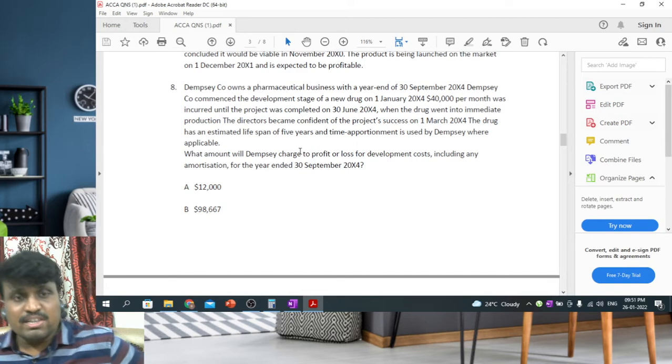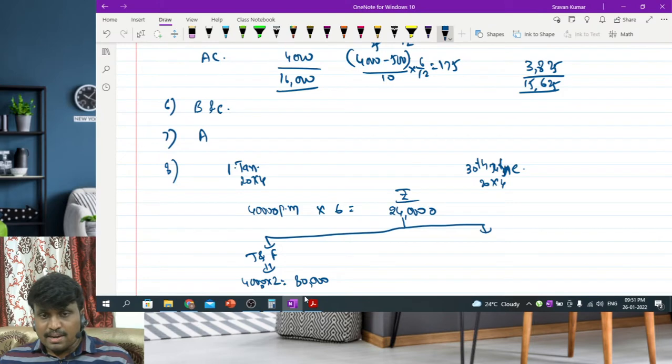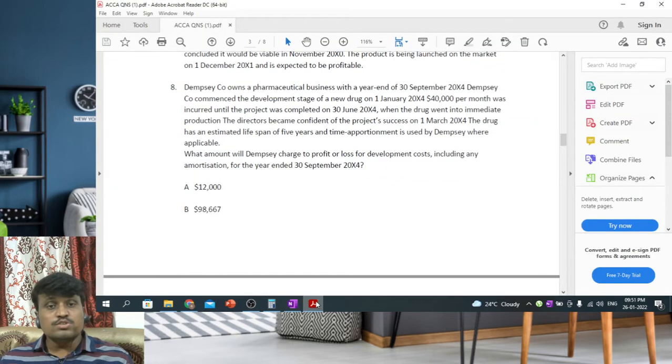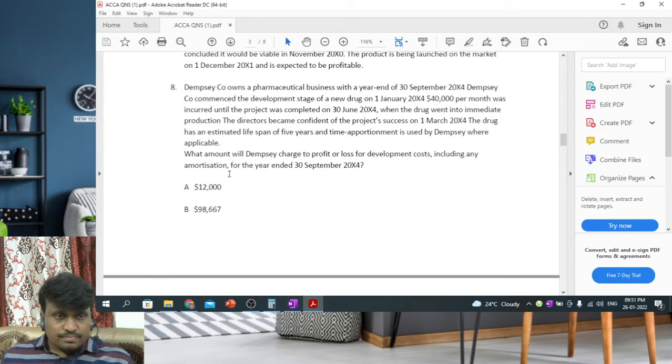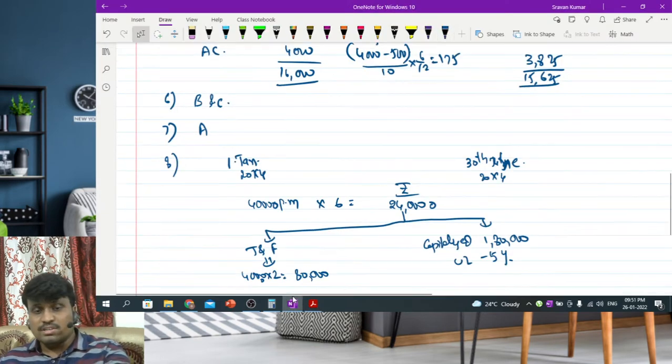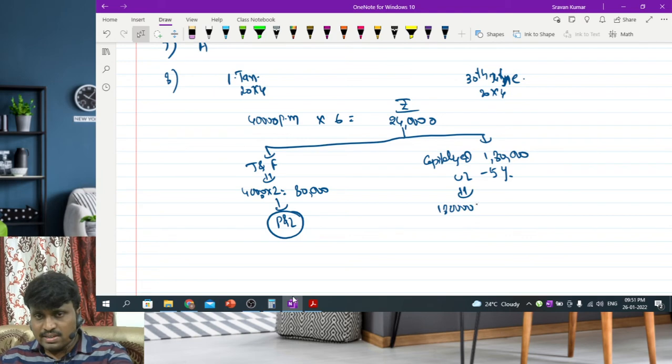The drug has an estimated lifespan of 5 years. So then the remaining portion is treated as capitalized. The capitalized amount is 16,000 into 4 months, so 16,000; the useful life is stated as 5 years. So then what is the question? What amount will be charged to profit and loss for development cost, including the amortization? So here this expensed amount is transferred to profit and loss. That is the first one. Then the amortization amount is the capitalized amount divided by 5.